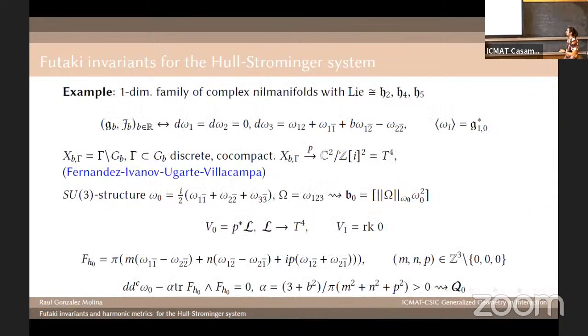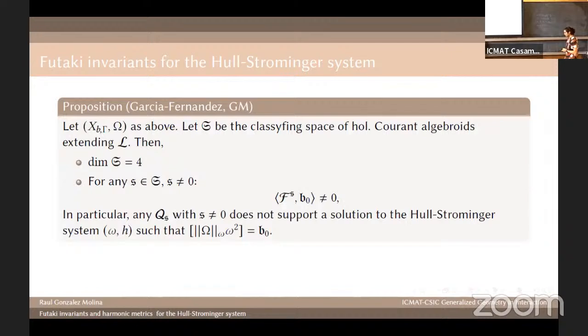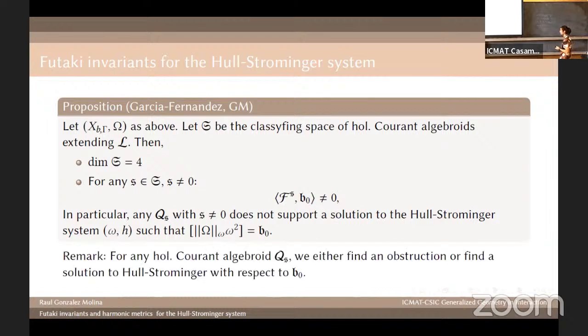It is that this can be omega 0 and h0 is the solution to the full system. So there's no way we are going to obstruct this. But for the current algebroid different from this one, this successfully captures the impossibility to find a solution. So yeah, the result is this. For any holomorphic current algebroid that extends this line bundle I chose, then we either find a solution or we find an obstruction. Nice.